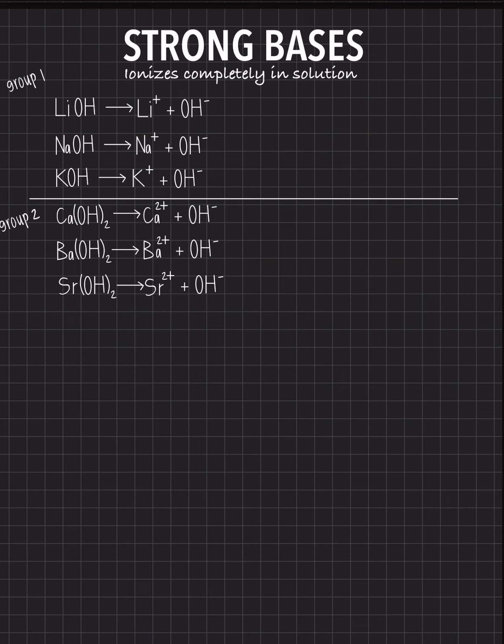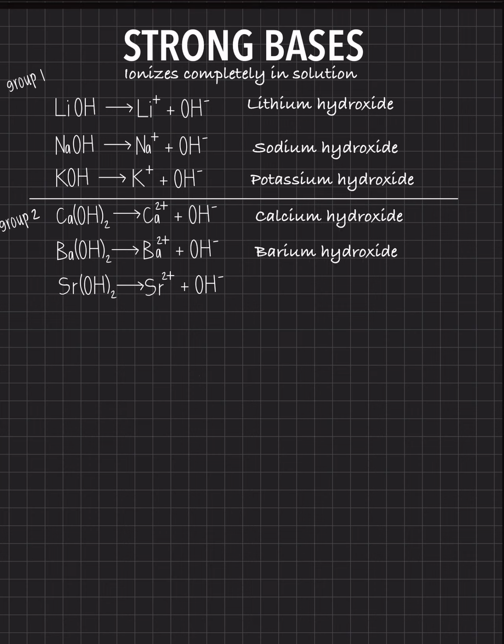Naming for strong bases is super easy. You're just going to put the name of the metal and then hydroxide. Hydroxide is OH-. So it's going to be lithium hydroxide, sodium hydroxide, potassium hydroxide, calcium hydroxide, barium hydroxide, and strontium hydroxide. These are the main strong bases that you see in Gen Chem. And my mnemonic is "nice black shirt." The N is for Na, the B is for barium, L is for Li, C is for Ca, K is for potassium, and then shirt is for strontium.